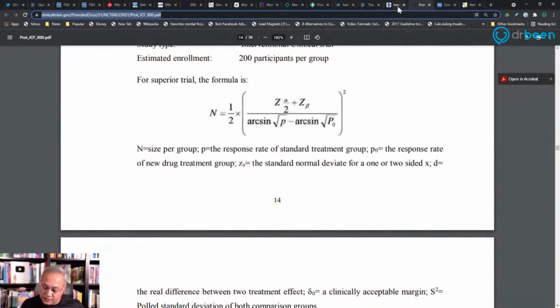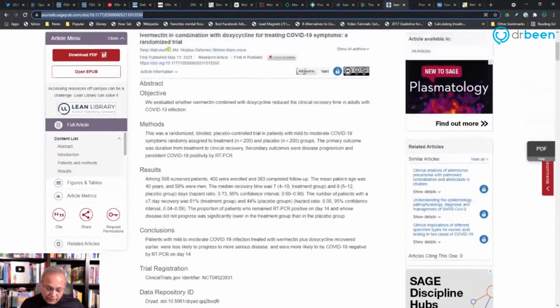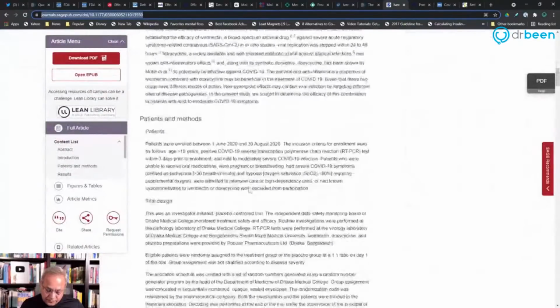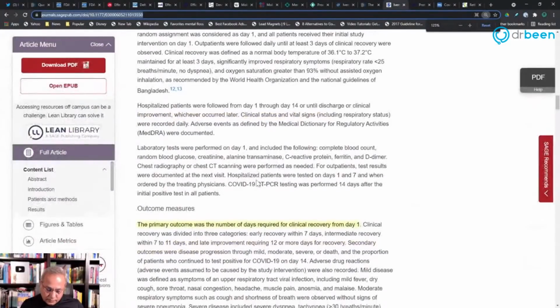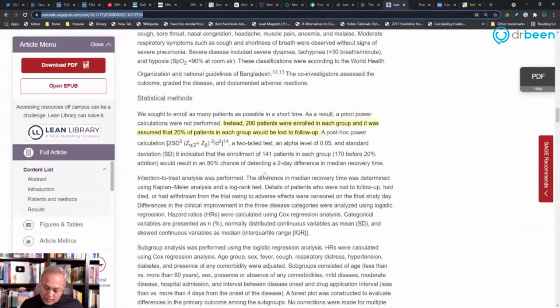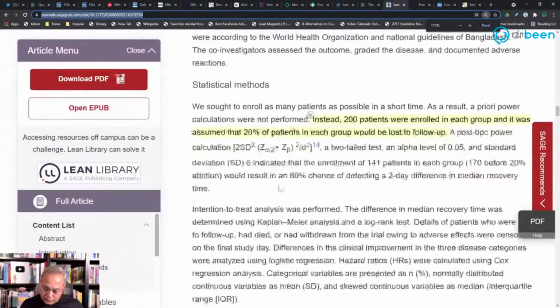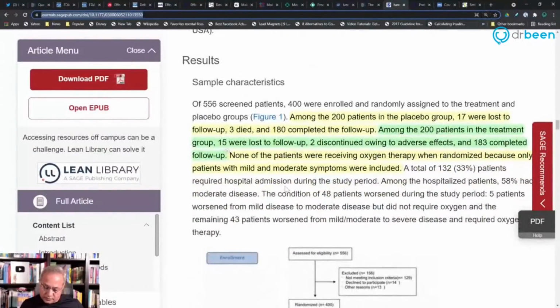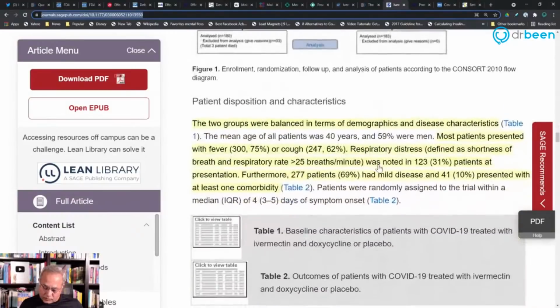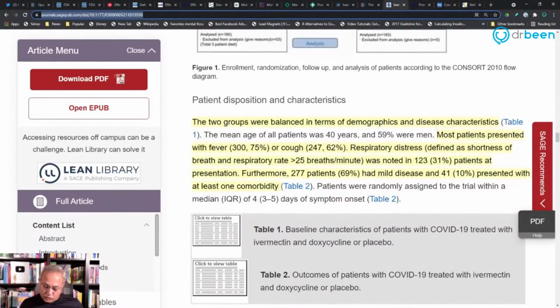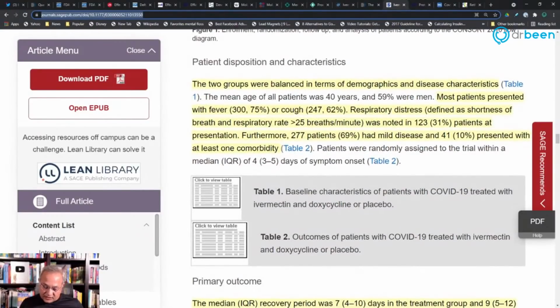Somewhere over here. So here, if you see, the two groups were balanced in terms of demographic and disease characteristics. Most patients presented with fever and cough, respiratory distress, had mild disease.